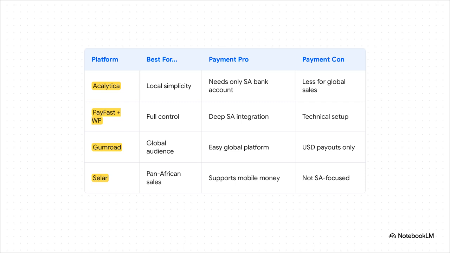Does the thought of full control get you excited? Then you're ready for the WordPress path. Are you thinking bigger, maybe global or Pan-African? Well, that's your cue to compare Gumroad and Seller, and that payment con column tells you exactly what trade-off you're making. See, this isn't about finding the one single best tool. It's about finding the best tool for your dream.